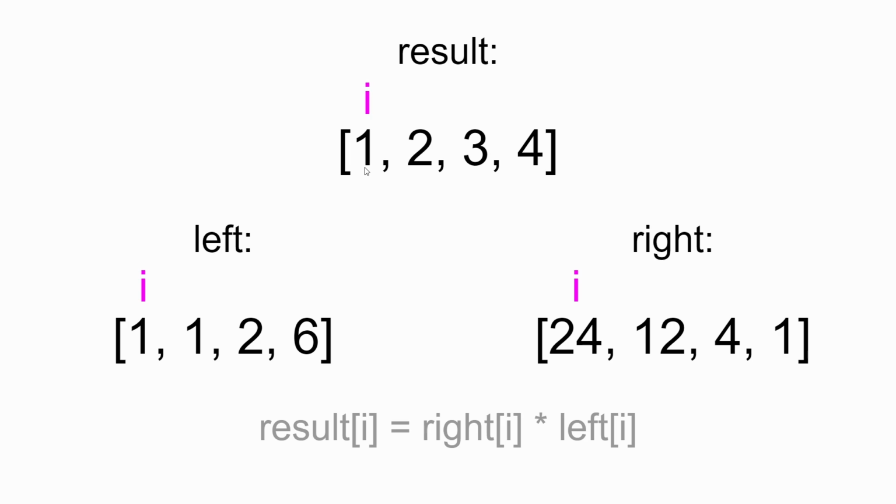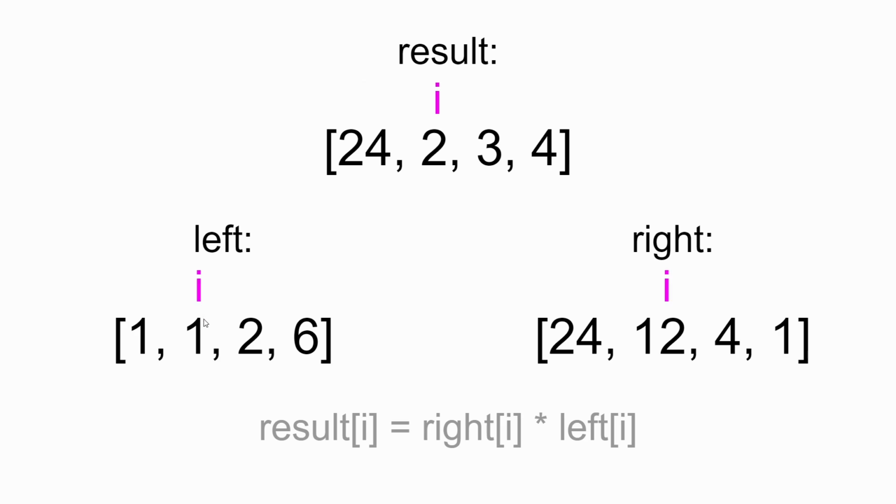Recall that we want to find the product of everything other than the current index. So this is what left at I times right at I is going to accomplish. The first one, we have 1 times 24. Well, that's going to equal 24. So we can update result at I to be 24. We now increment I, and we say result at I equals right at I, which is 12, times left at I, which is 1. 1 times 12 is 12. So we update result at I to be 12.